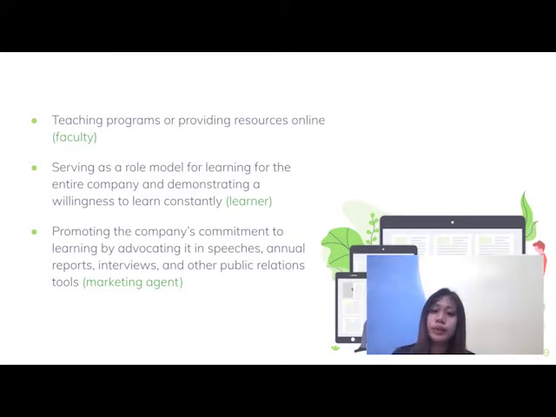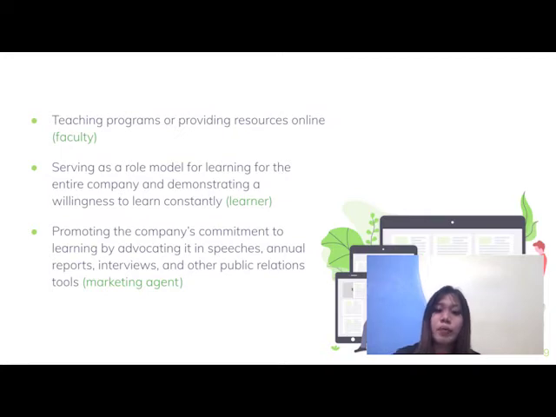6. Serving as a role model for learning for the entire company and demonstrating a willingness to learn constantly. As the CEO or the top management are the highest position in the company or in an organization, they are always expected to serve as the role model or inspiration for the employees so that they will be motivated to learn and work.